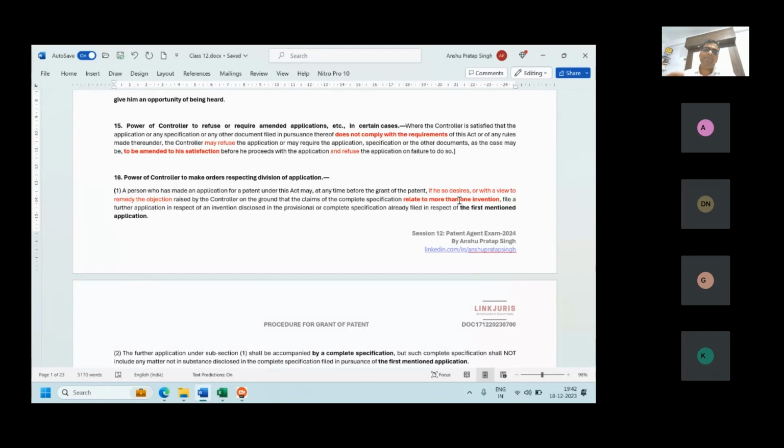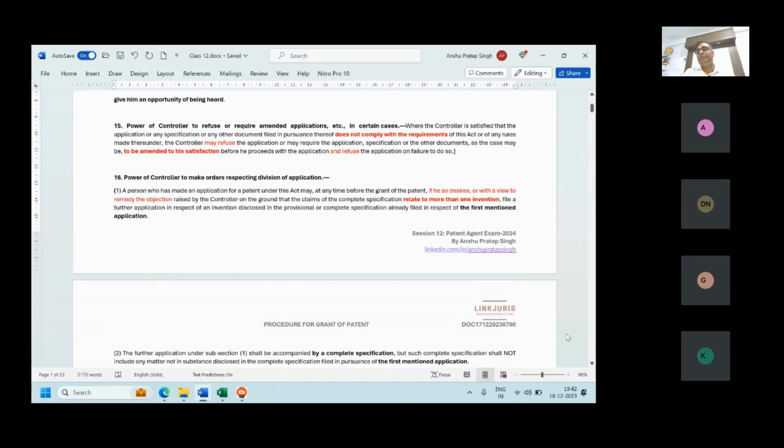In the hearing, you can again present your arguments in favor of your invention. If he is convinced, he will grant you. If he is not convinced, he will again ask you to change it as per his direction. If you change it, he will approve. If you don't change it to his satisfaction, he has the right to refuse. This is what the power in section 15 talks about.